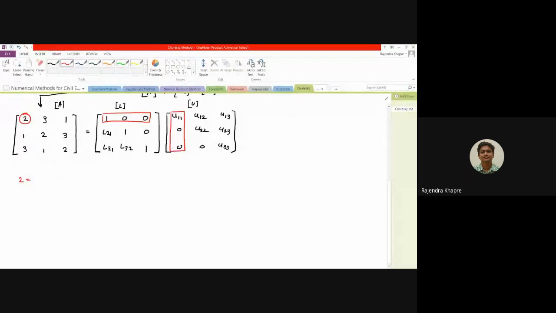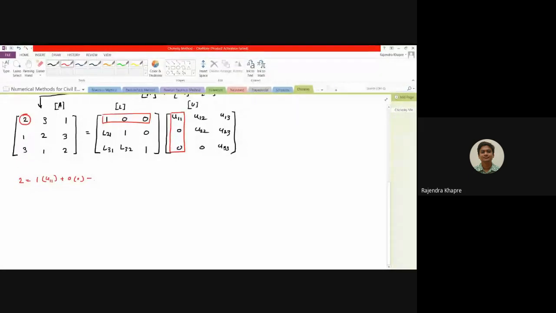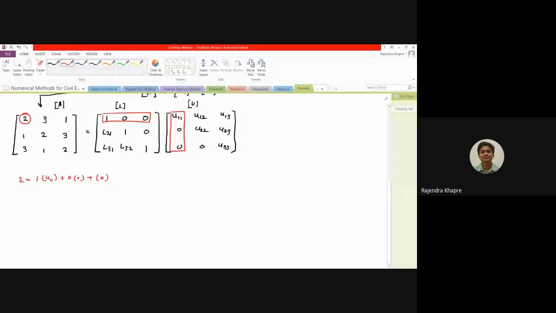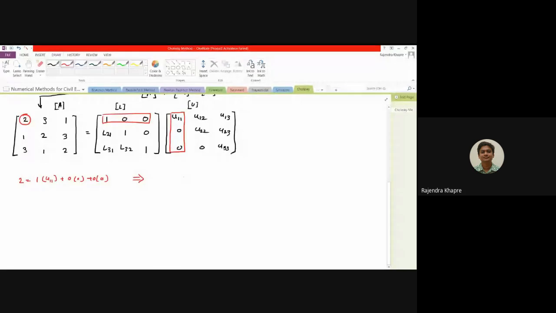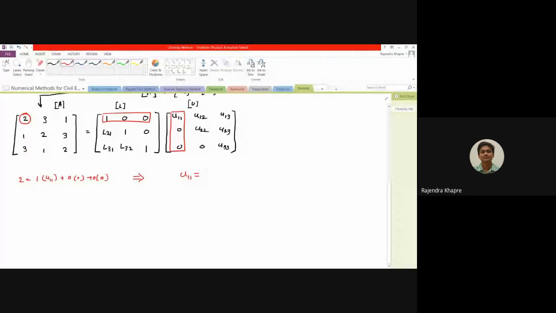So if I write this, so this is 1 into u11 plus 0 into 0 plus 0 into 0. Okay, so if you solve this, your u11 value is going to become how much? कितना आएगा? 2. Correct? Yes, is it correct? Okay, so first unknown is solved.